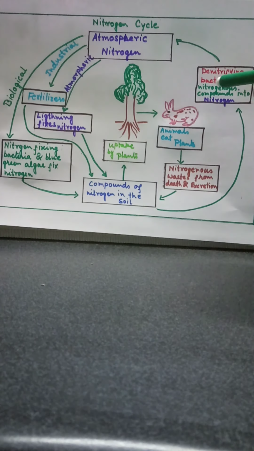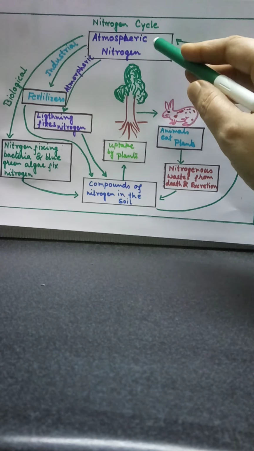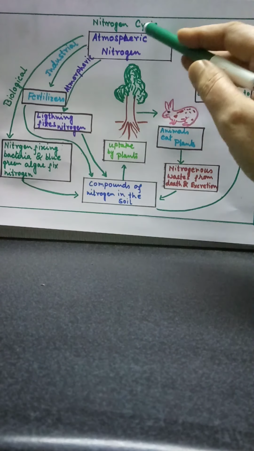There are some bacteria which are called denitrifying bacteria, which can convert the nitrogenous compounds into nitrogen again. So this way the cycle goes on. So here we complete the chapter.